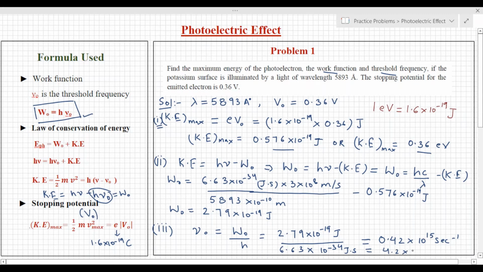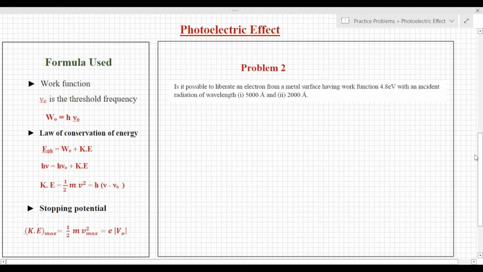or 4.2 into 10 raised to the power 14, if we look at it in significant figures. So this is a very easy problem. In this problem we have used all the formulas and expressions regarding the photoelectric effect. Now coming to the second problem.